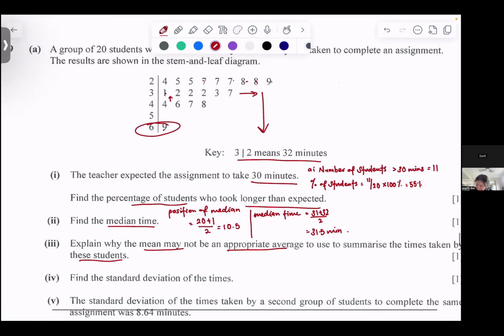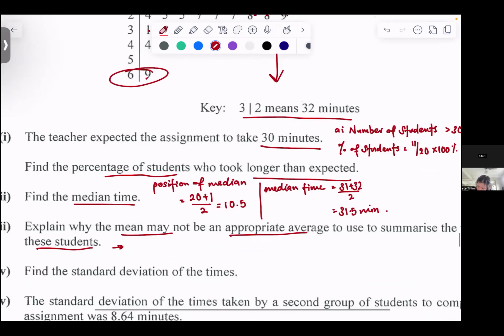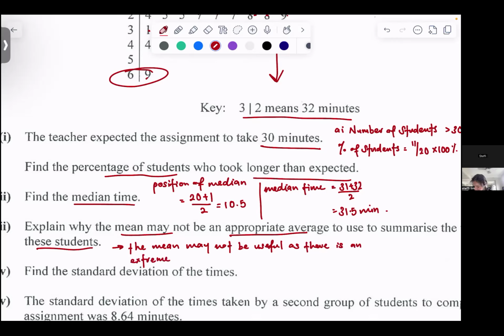Okay, so you can just say the mean may not be useful as there is an extreme value of 69 minutes, which may affect the mean of the data.